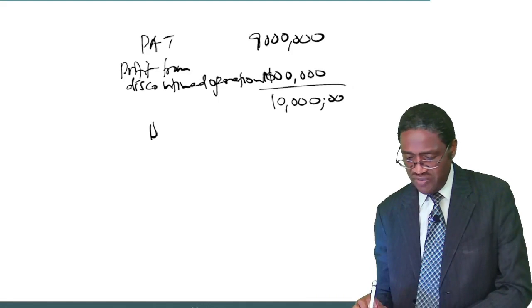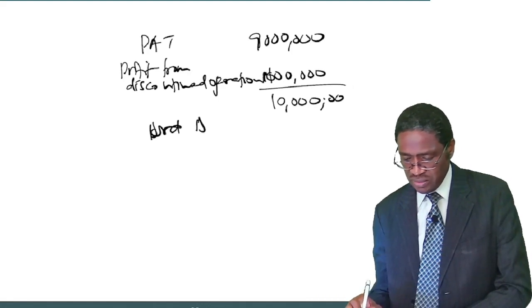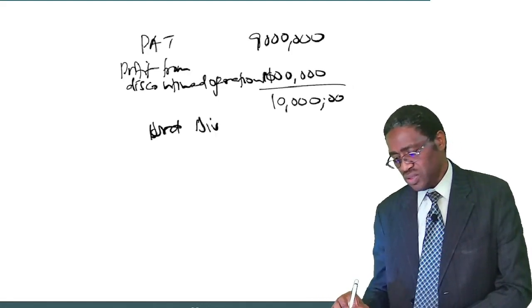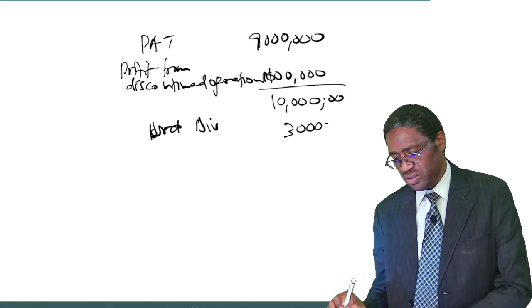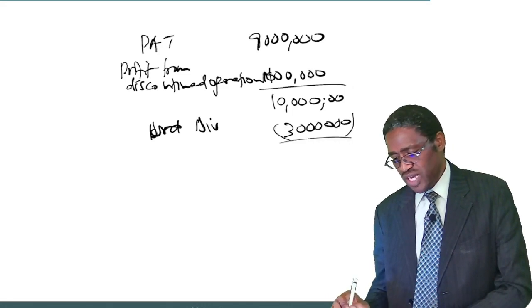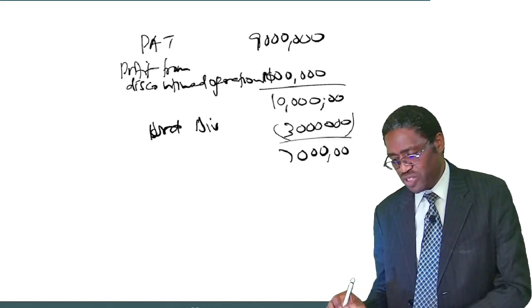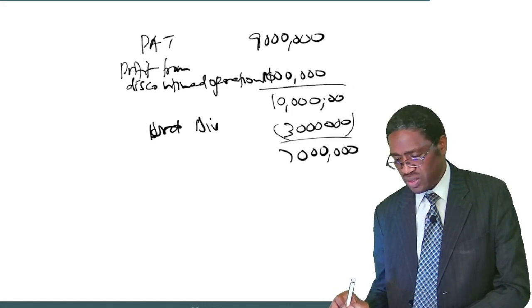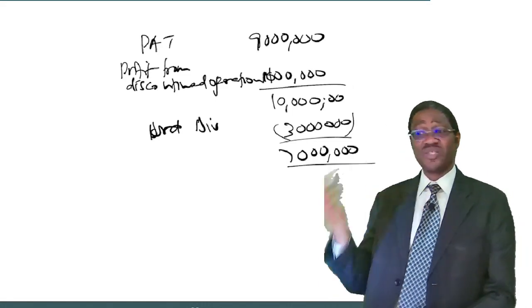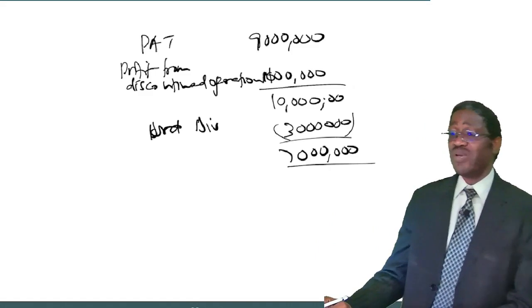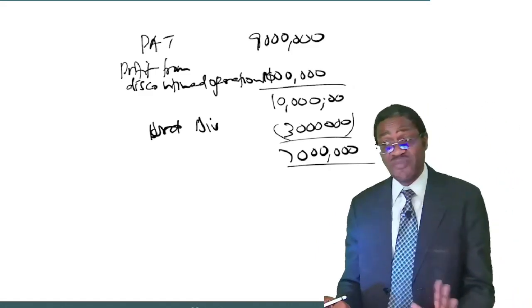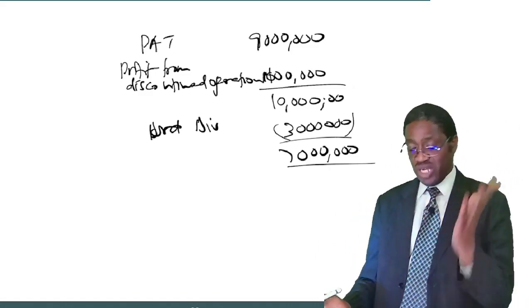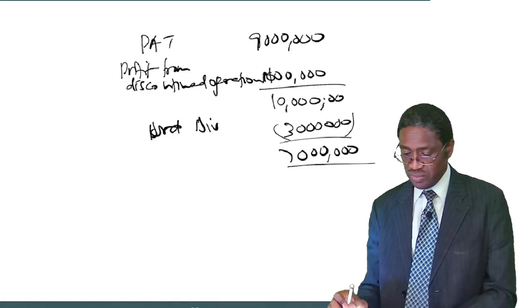Then you have dividends, ordinary dividends, maybe 3 million. Then you got a retained profit of 7 million. For now, I am assuming the company does not have preference dividends or preference shares. They only had ordinary. This is 1 million.